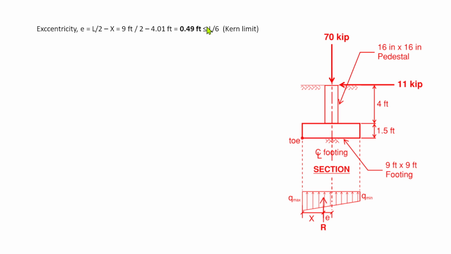And we have the condition here: if our eccentricity is less than or equal to L over 6, which is our kern limit, then we are okay, meaning the base of the foundation is fully effective. And if it is greater than L over 6, there is tension in our soil bearing pressure. So we will check whether it is within the limit of the kern. L over 6 is equal to 9 divided by 6, that is 1.5 feet, which is greater than the value of e. So the entire base of the footing will be effective and no tension occurs. In that case, the pressure profile at the base of the footing is trapezoidal, with the minimum here and the maximum here.